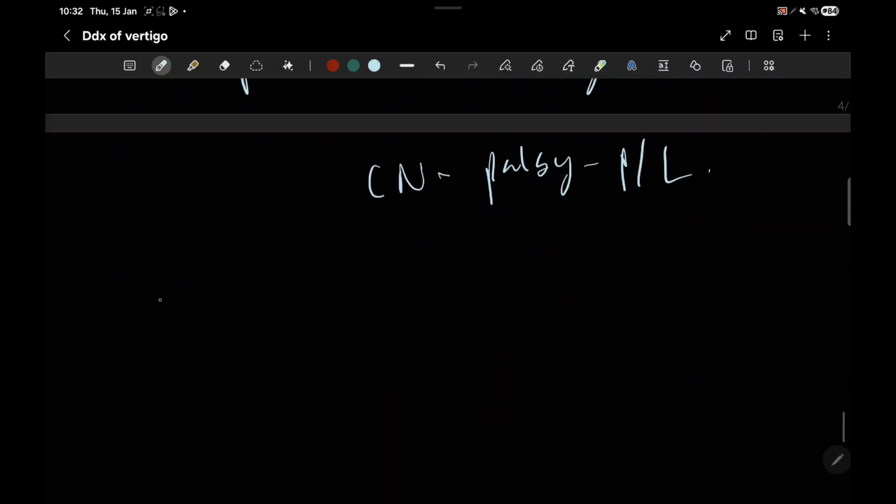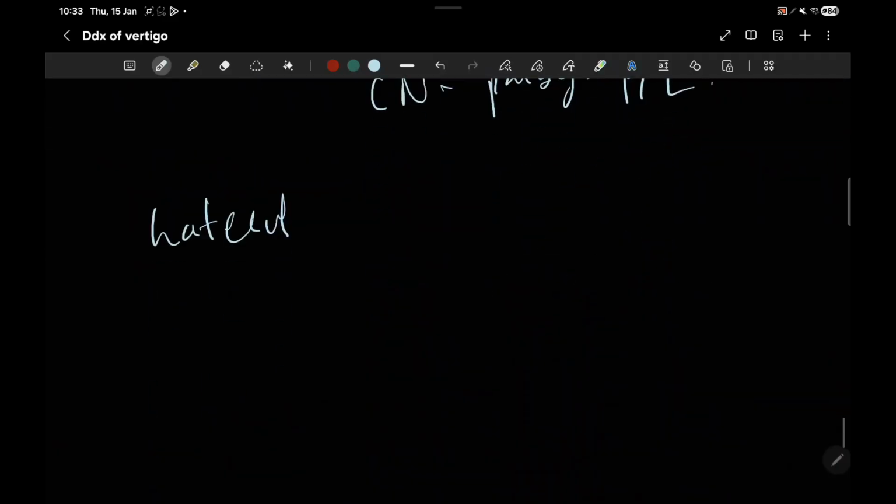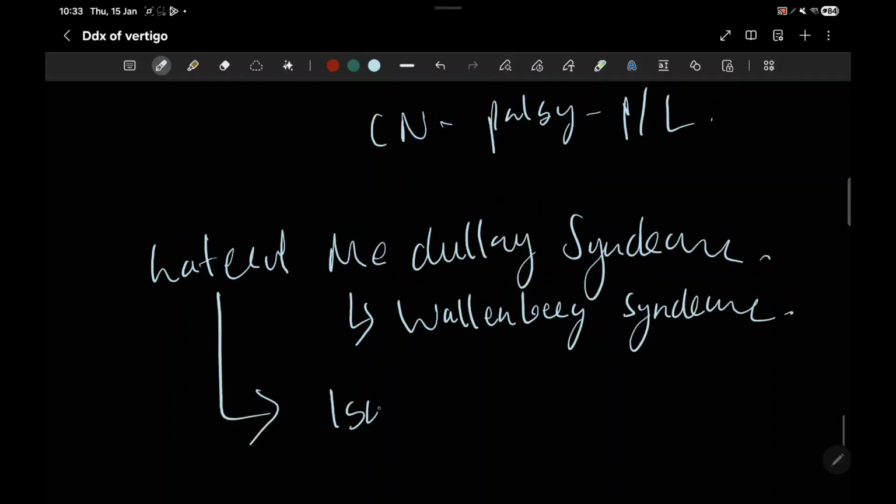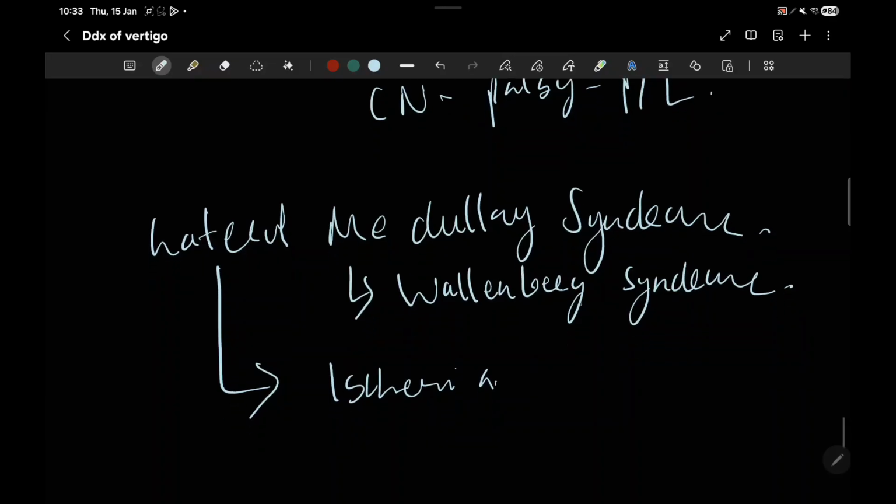So there's another condition called lateral medullary syndrome. This is also called Wallenberg syndrome. This is ischemia. What happens here is ischemia, loss of blood supply, to the PICA, posterior inferior cerebellar artery. So there is ischemia to the posterior inferior cerebellar artery in the case of lateral medullary syndrome.